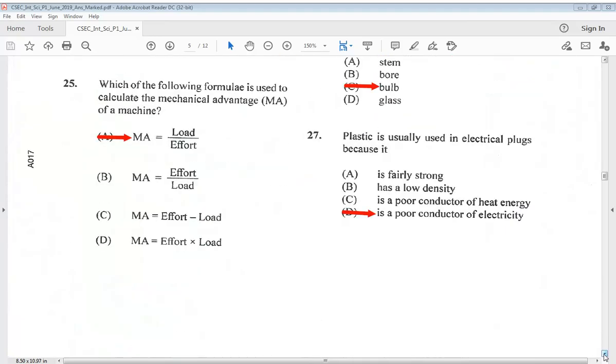27. Plastic is usually used in electrical plugs because it A is fairly strong, B has a low density, C is a poor conductor of heat energy, D is a poor conductor of electricity. The answer is D.